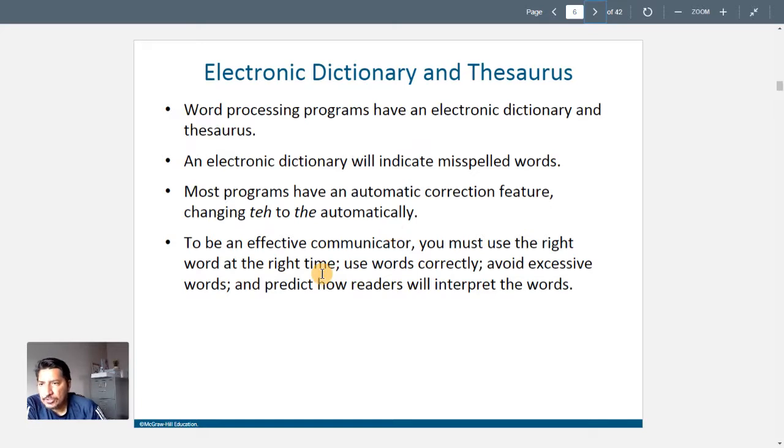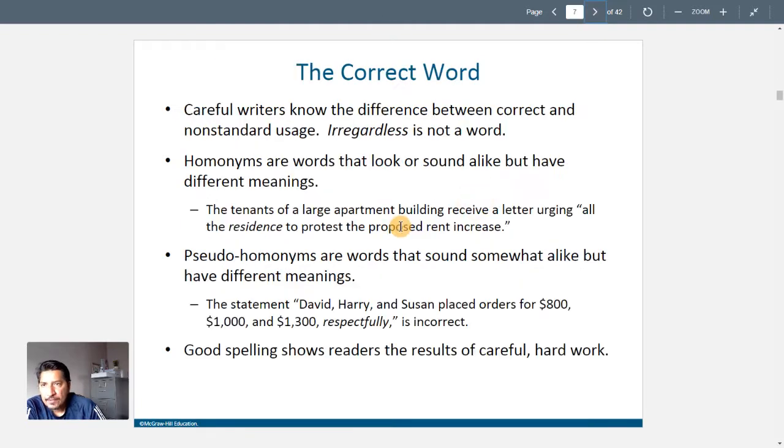To be an effective communicator, you must use the right word at the right time. Use words correctly, avoid excessive words, and predict how readers will interpret the words. It's an art. The more you write, the better a writer you will be. The correct word: careful writers know the difference between correct and non-standard usage.